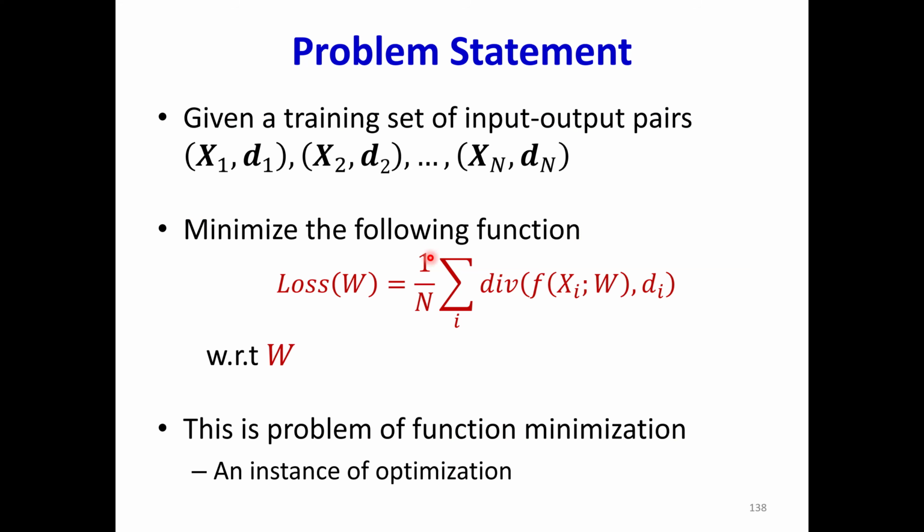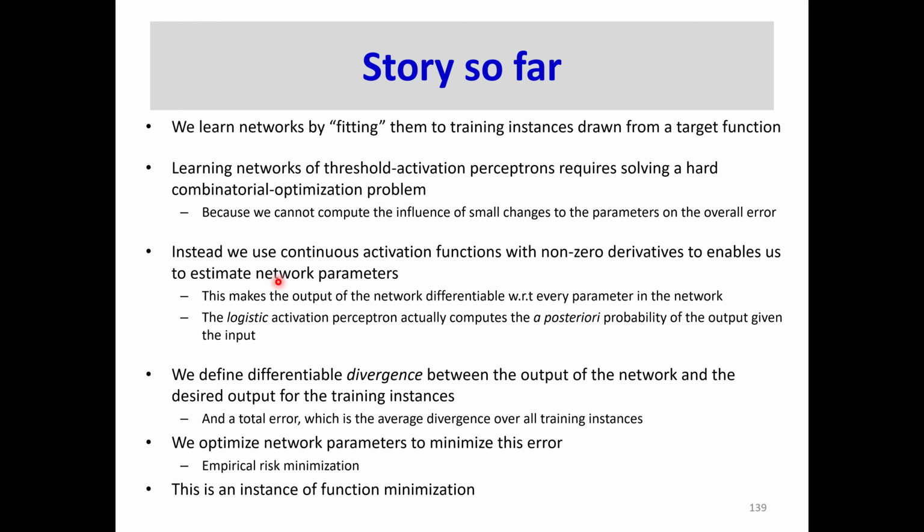Right, and so here's the overall problem statement. We're given a collection of training samples. We define our loss function as the average error over all the training samples, and we try to minimize this with respect to network parameters. And this is a problem of function minimization. I have a function of network parameters. I'm going to try to minimize it with respect to its argument. It's an instance of optimization. So that's what we are, right?